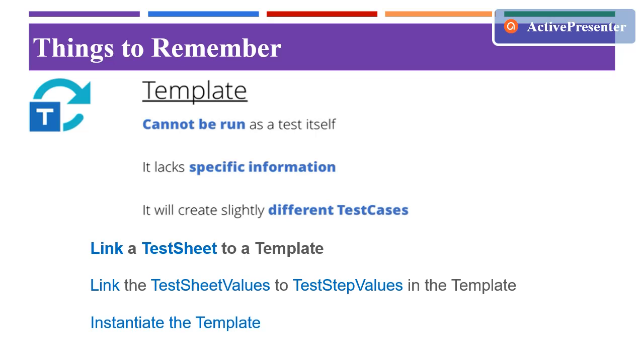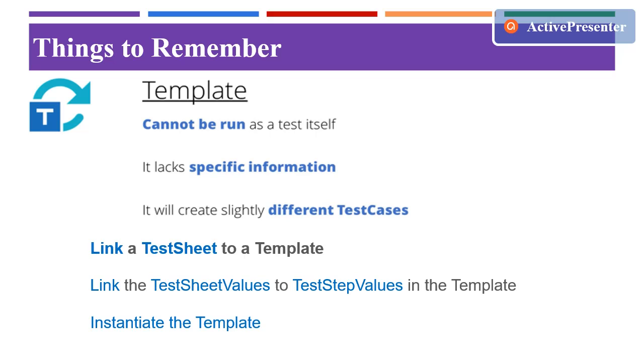Before I walk you through the actual Tosca automation tool with an example, there are some things that you need to remember here. A template cannot be run as a test itself, which means by using a template alone you cannot run the test cases. It lacks specific information and it will create slightly different test cases, but it itself cannot run as a test case.